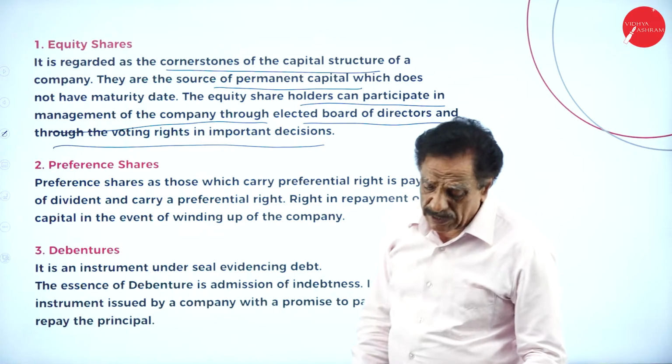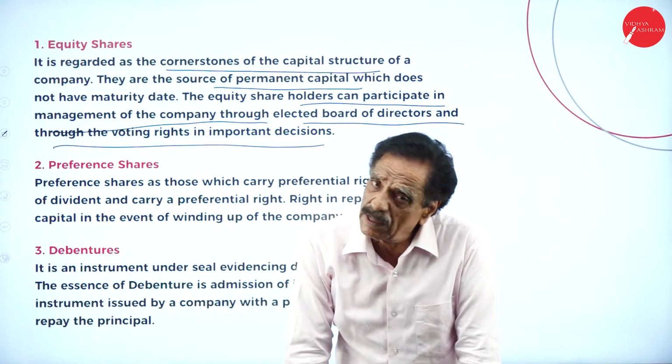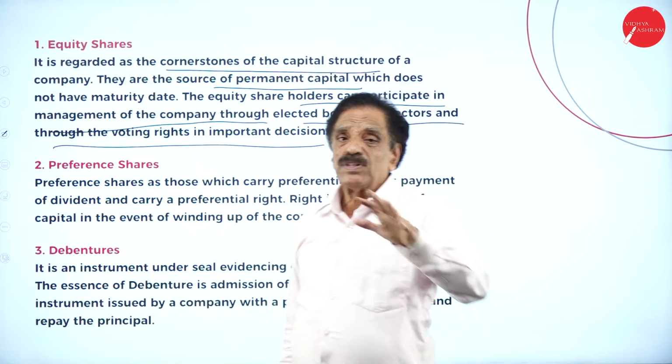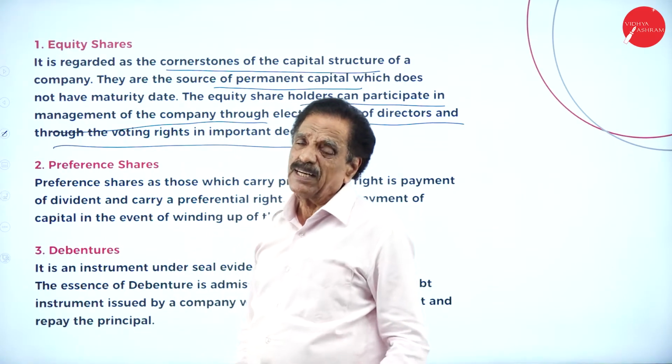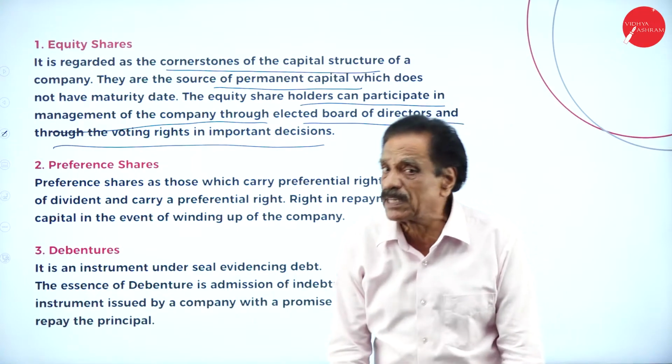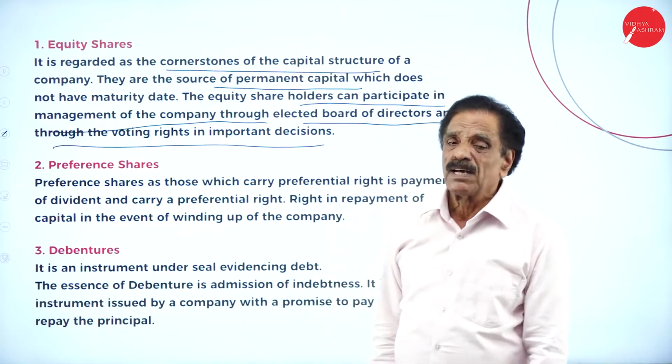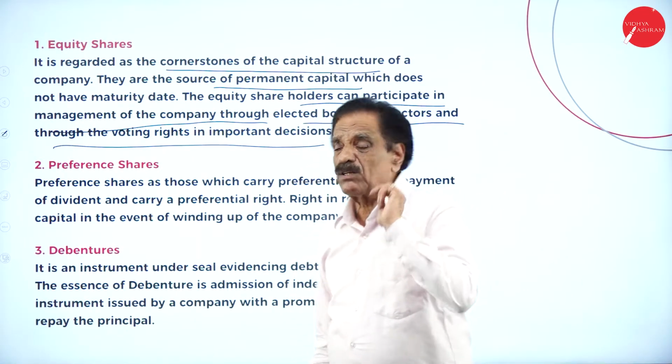So what we are saying is that equity shareholders are the permanent shareholders. They have a voice in the board if they are elected as a member of the board of directors. It is a permanent capital for the company, because equity shareholders are permanent shareholders.